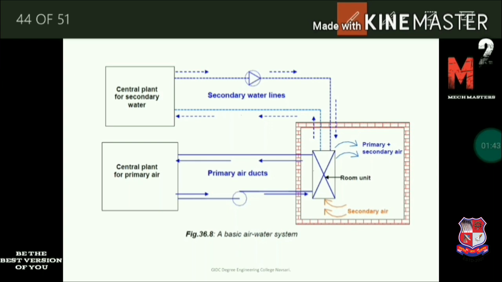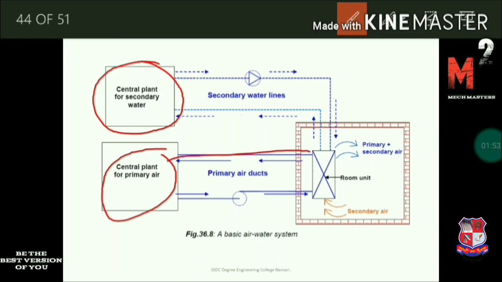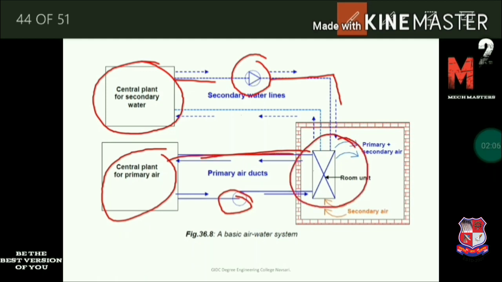Let's see the schematic diagram of the air-water system. Here, as I told, there are two separate central air conditioning plants, one for the air and one for the water, and two separate distribution systems. Here we use the fan or blower for transferring the primary air, and a pump for transferring the hot or cold water. Then there is one room unit provided. In the room unit, the primary air enters, and also the secondary water enters. So in the room unit, heat exchange takes place between the room air and the cold or hot air and cold or hot water.